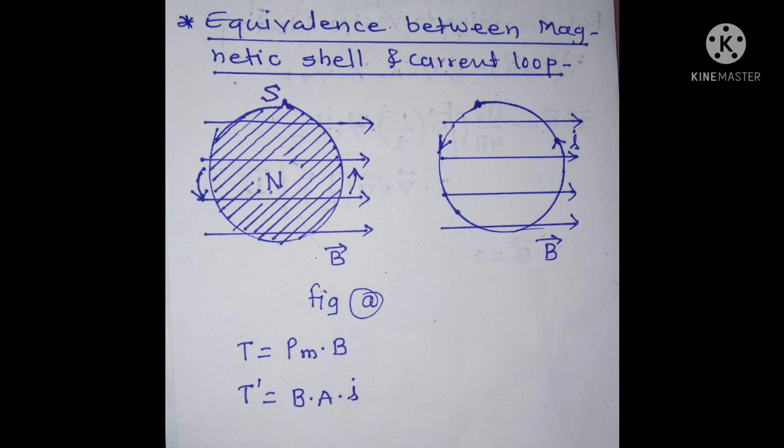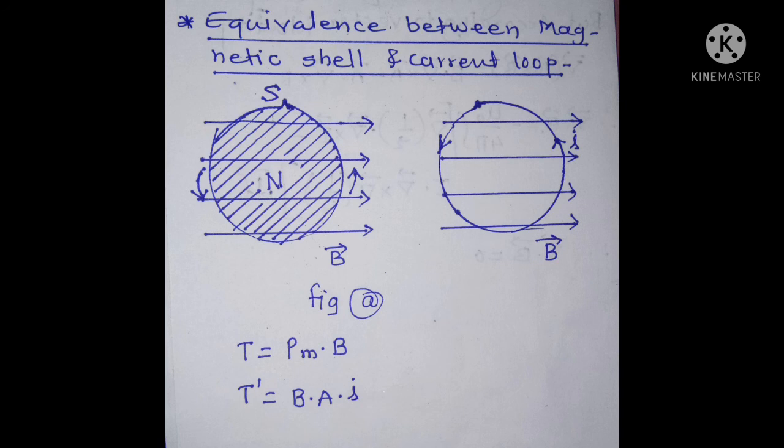As these two torques are equal, if we equate T, capital T, equal to T dash, then we get the magnetic dipole moment Pm equal to capital A into I. Here the magnetic induction on both sides gets cancelled, and we get dipole moment Pm equal to area of cross section A into current flowing through the loop I. It gives the equivalence between a current loop and magnetic shell.